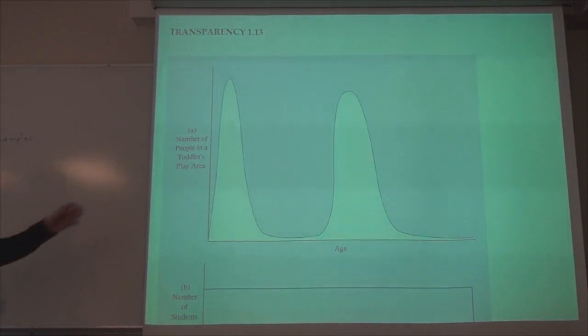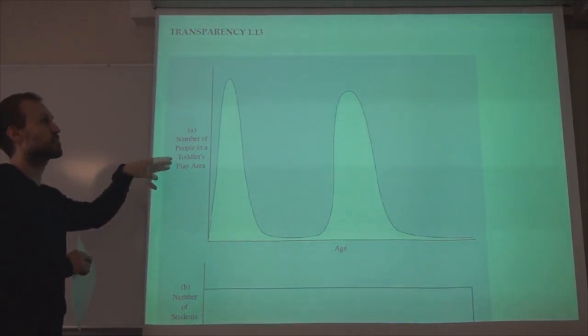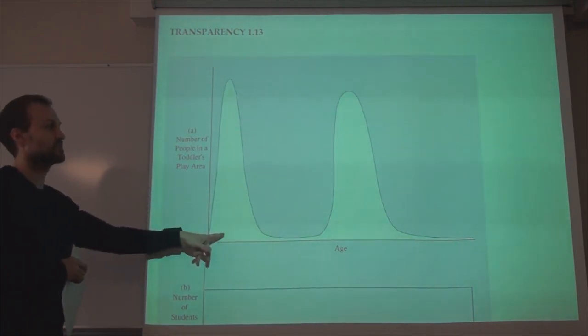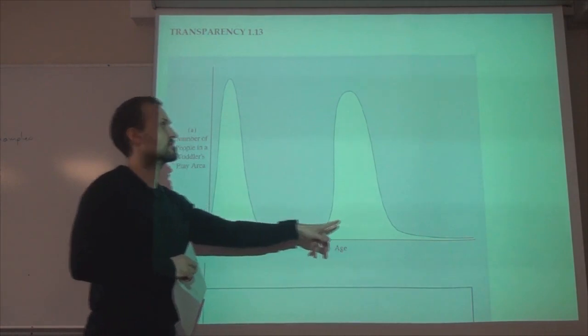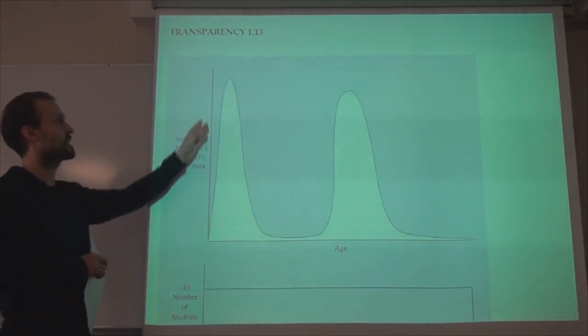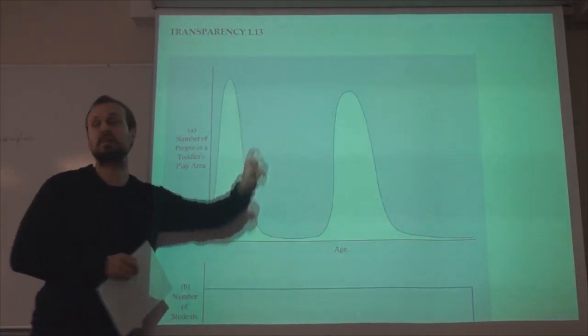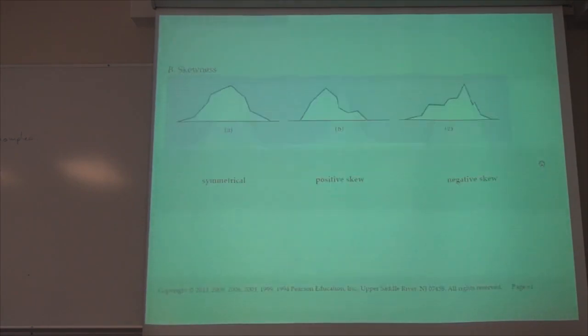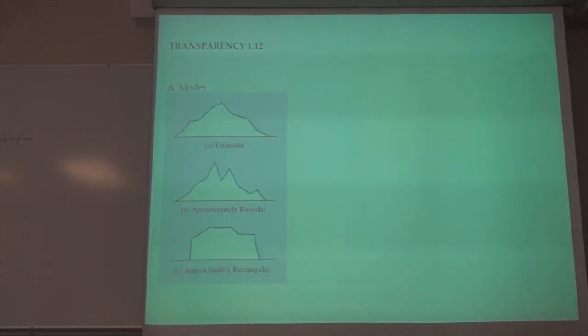If you look at a toddler's play area, what is the profile of the age of people that are in that area? Well, they're either kids or their parents. So it has a profile with 2 peaks. 2 values might occur often, or 2 groupings of values. Approximately bimodal, there are 2 modes.